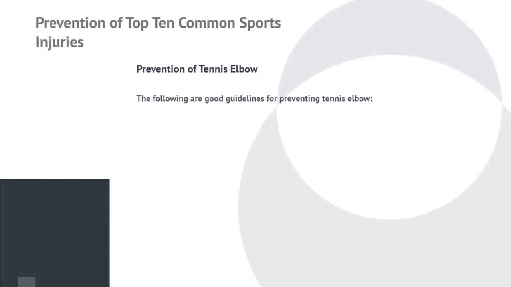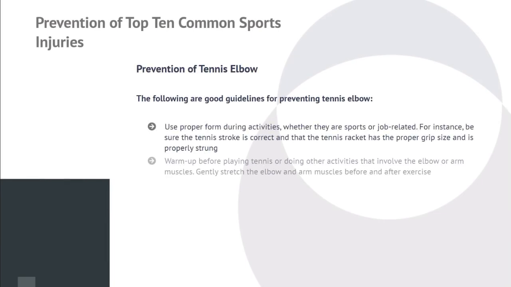Prevention of tennis elbow. The following are good guidelines for preventing tennis elbow. Use proper form during activities, whether they are sports or job-related. For instance, be sure the tennis stroke is correct and that the tennis racket has the proper grip size and is properly strung. Warm up before playing tennis or doing other activities that involve the elbow or arm muscles. Gently stretch the elbow and arm muscles before and after exercise.